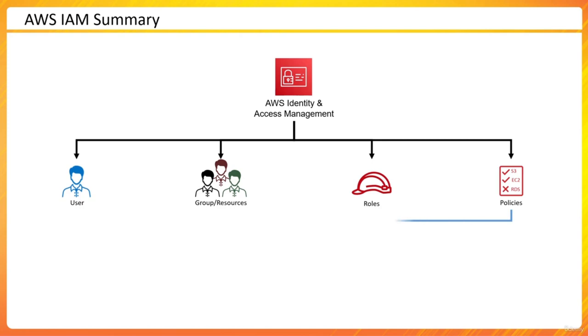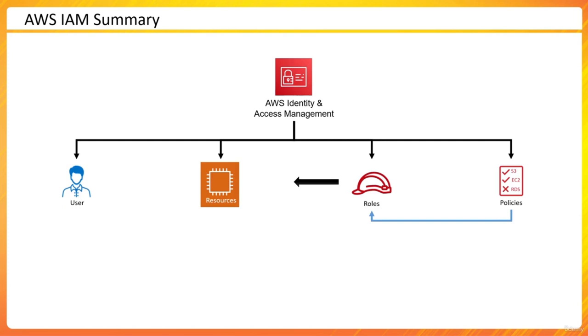These policies can be associated to a role. These policies can be associated to a group. Policies can be associated to a user also. There are different types of policies too. A user can belong to a group, right? A user can assume a role if needed.